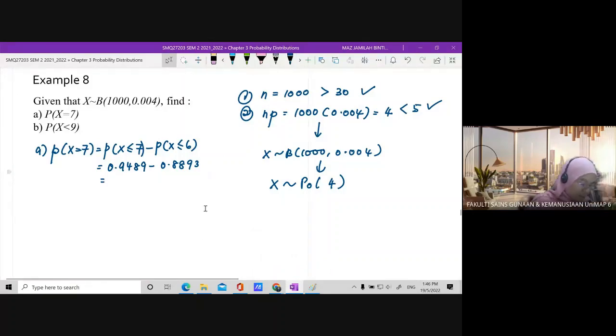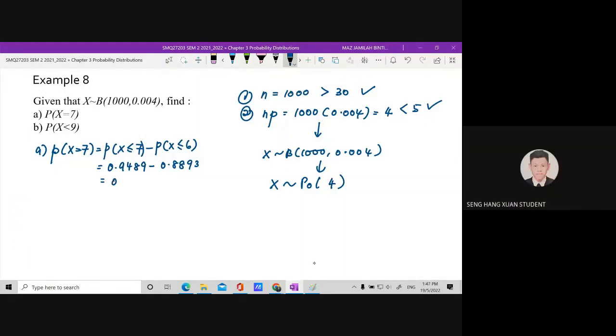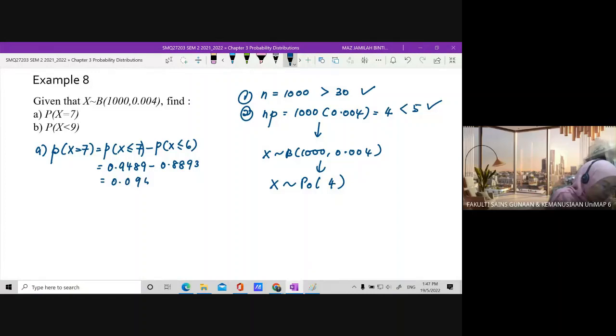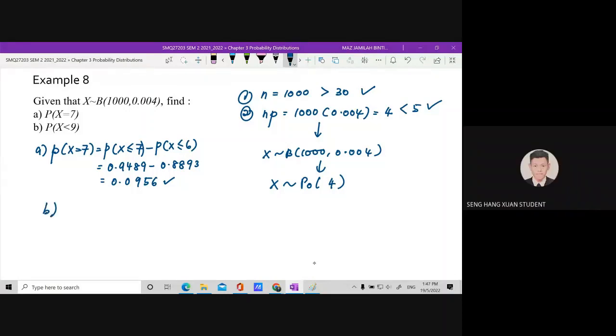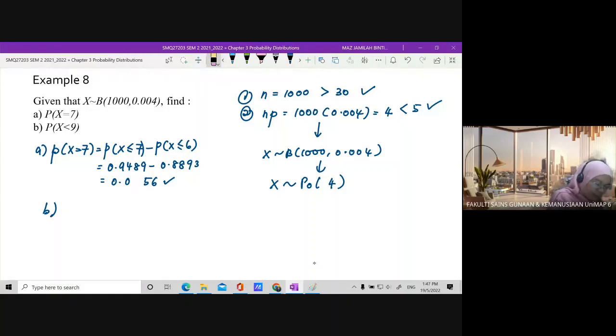8893. Is it correct? 8893, yes. What's the value here, class? 0.0596. Yes, 0.0596, right? This is correct, right? Okay, then 596.